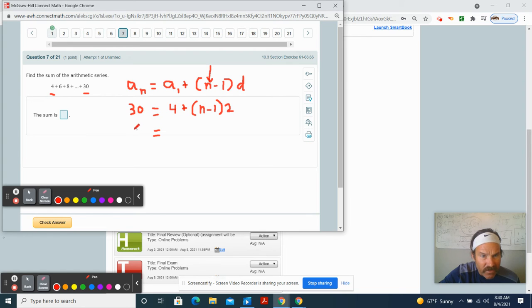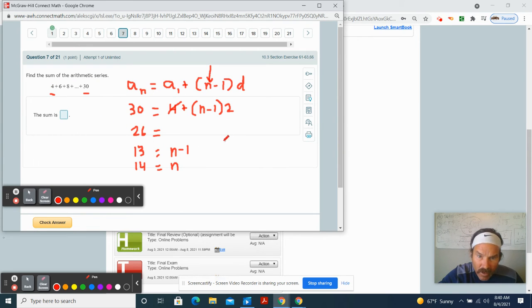Let's see, I'm going to subtract 4. I'm going to make this 26. So that's gone. I'm going to divide both sides by 2 because, instead of multiplying it out, I noticed that 26 divided by 2 is 13. So I have n minus 1. And then I add 1 to both sides, so I get 14. So I know there's 14 terms. So there's 14 terms here.